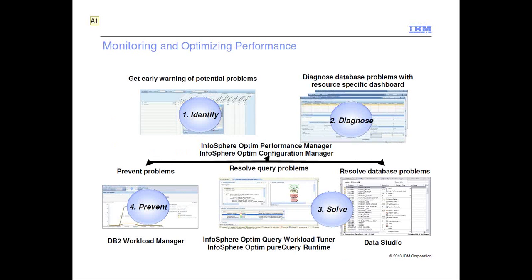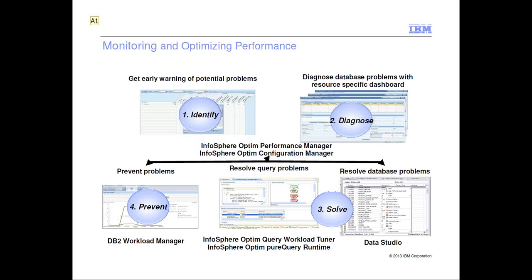issues occur. The first would be to identify the issue, diagnose the issue, solve, and then prevent it from happening in the future. So this particular slide talks about the monitoring and optimizing performance capabilities of the various Optim tools that IBM offers.